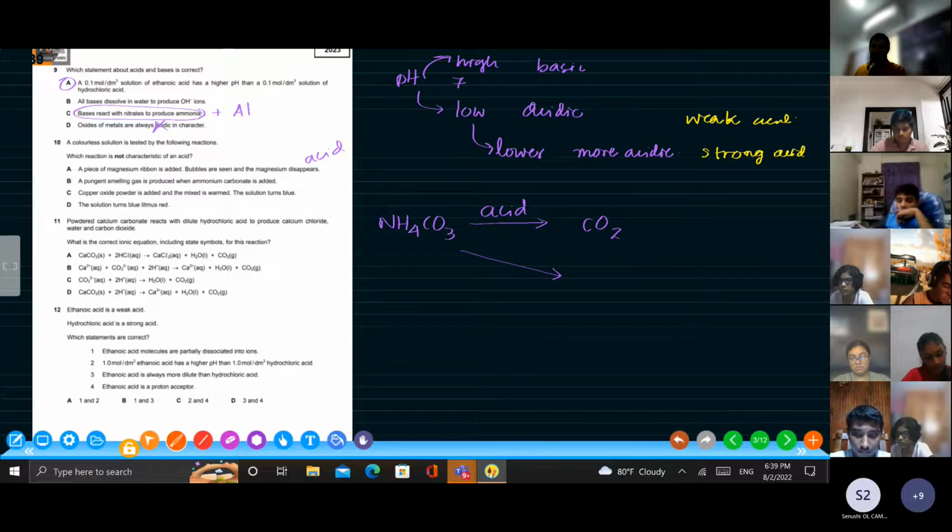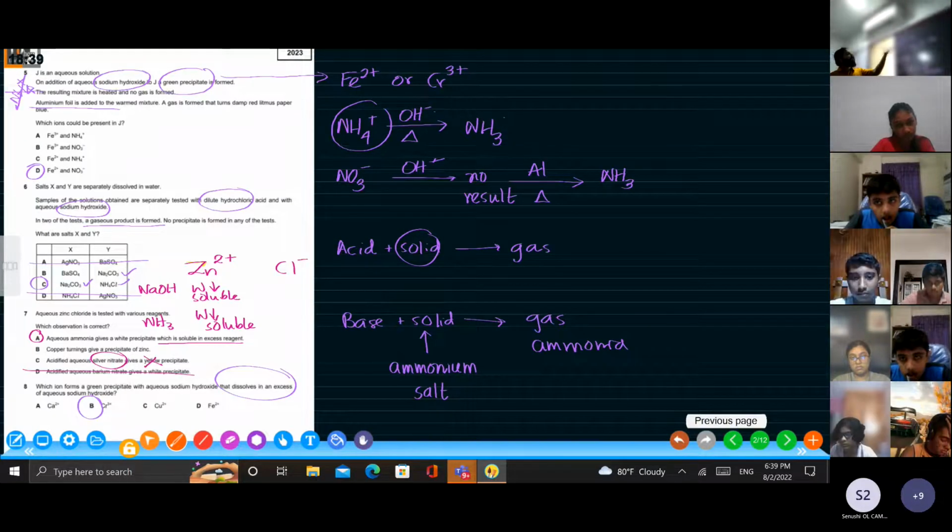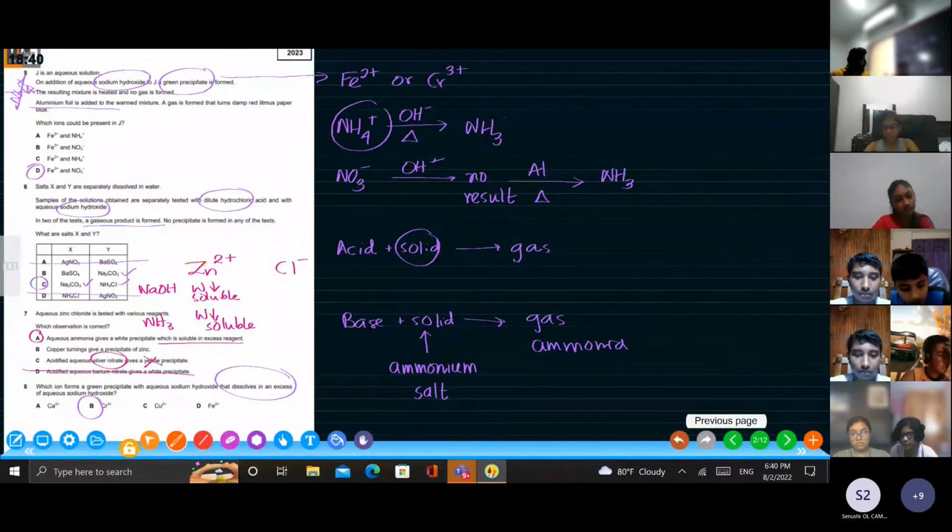Ammonia, water, and a salt. Yeah, very good. Ammonia. Either way, ammonium salts react with bases to give ammonia. If ammonia gas is produced with a base, it's an ammonium salt.